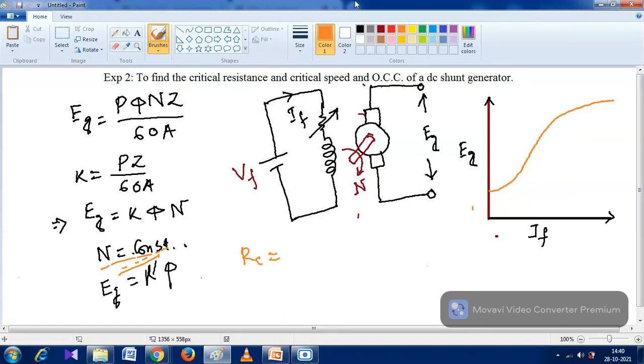Deepak, tell me what is critical resistance? Maximum field circuit resistance. Then what will happen at that resistance? Is there voltage produced on armature or not? Deepak, if we increase the resistance of the field path above the critical resistance, is there any voltage buildup?